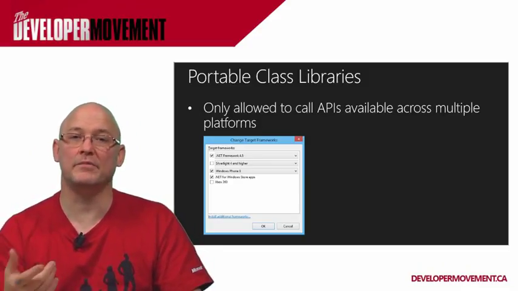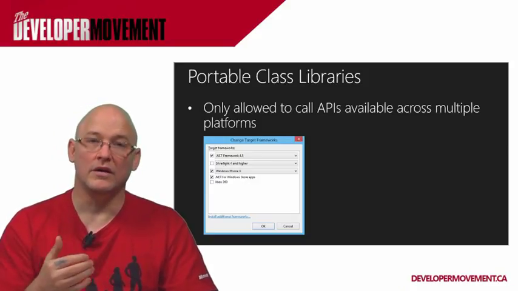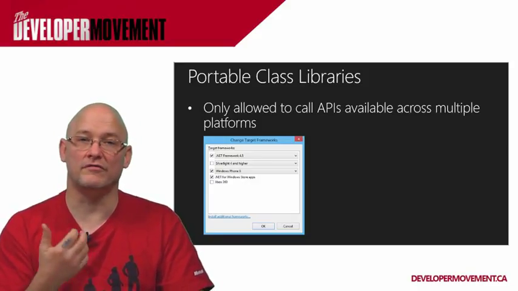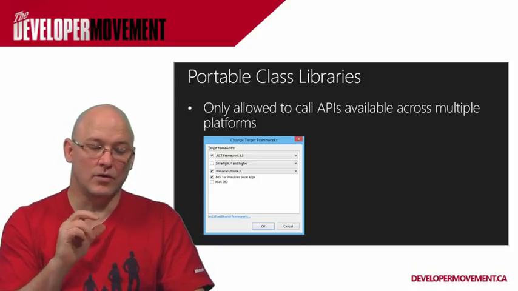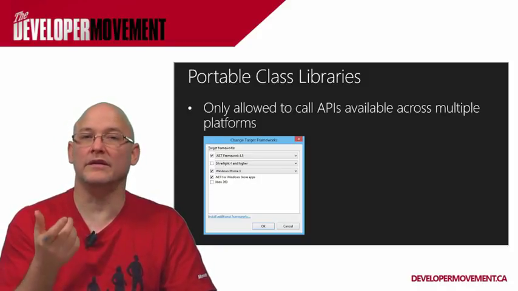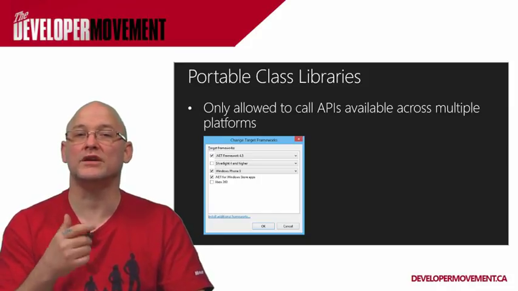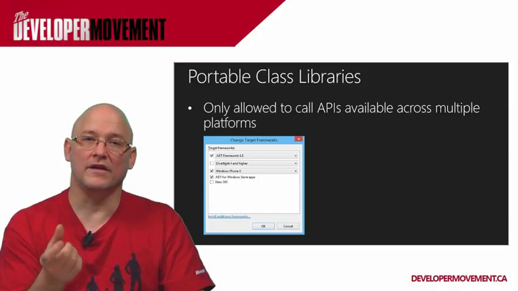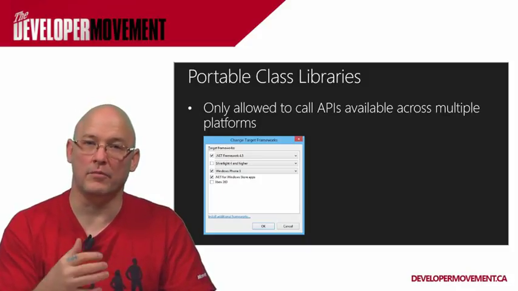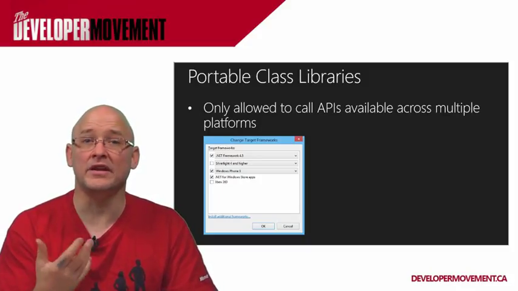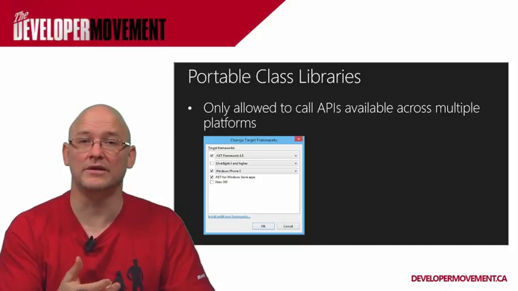When you go in and set up a new portable class library, you're going to be presented with a change target frameworks dialog. What you're allowed to do is set what target frameworks you want. And the more target frameworks you have, the less you can utilize in the APIs that you call within that portable library, specifically because you can only use the libraries that are available across all of those frameworks.